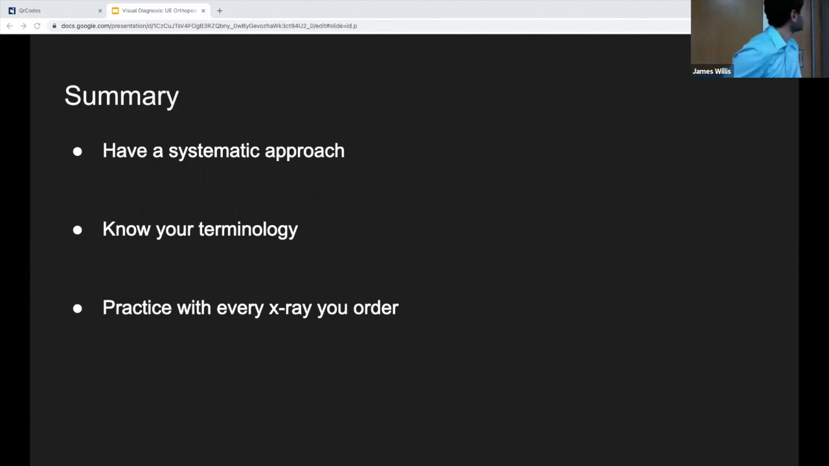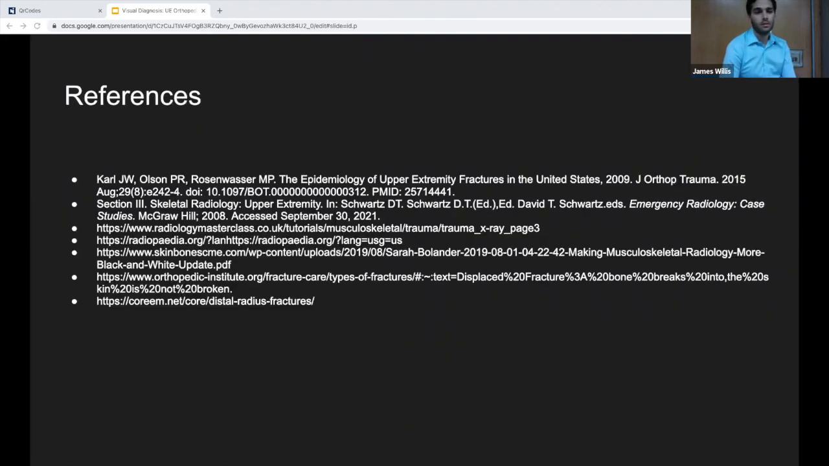So summary, have a systematic approach as with most things in medicine. Know your terminology and practice with every x-ray you get. All right. Any questions?